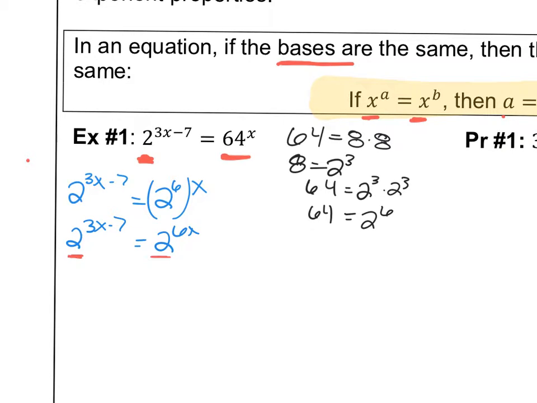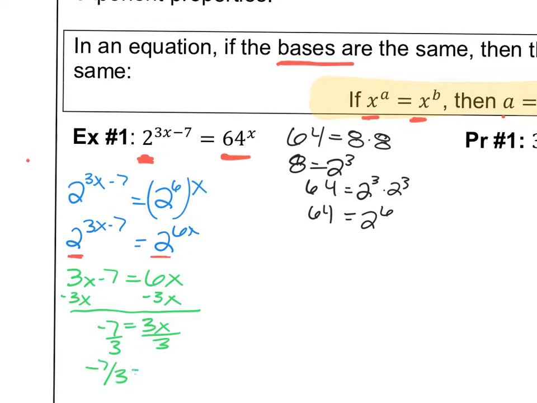Now you see that we have these bases, and that's what we were wanting. So you have these 2's at the bottom. Using our rule that if the bases are the same, then the exponents are equal, we can rewrite this as 3x minus 7 equals 6x. And then it's just a matter of solving it algebraically. So we subtract 3x from this side, and then we get negative 7 equals 3x. Divided by the 3, we get negative 7 divided by 3 equals x. And that is our answer.